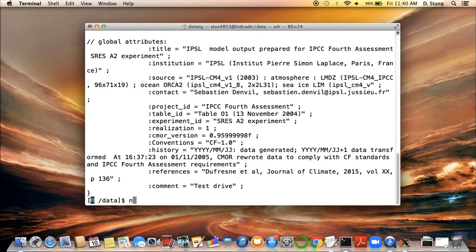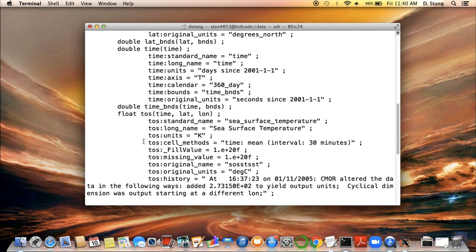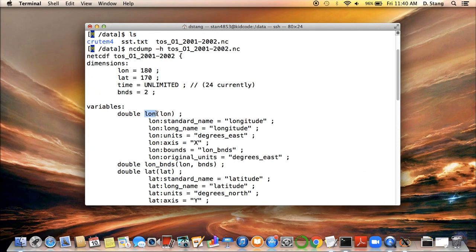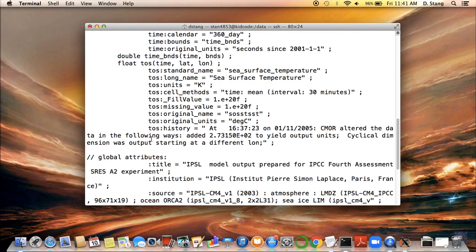And that again uses the ncdump command, but it's going to be set up a little bit differently. I'm going to say ncdump -v, lowercase v, lon, since I want our lon variable, and then the NetCDF file. I'll point out that this lon I have highlighted on the screen does in fact correspond to this lon up here.